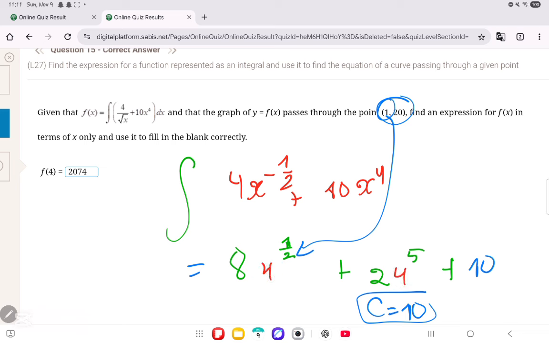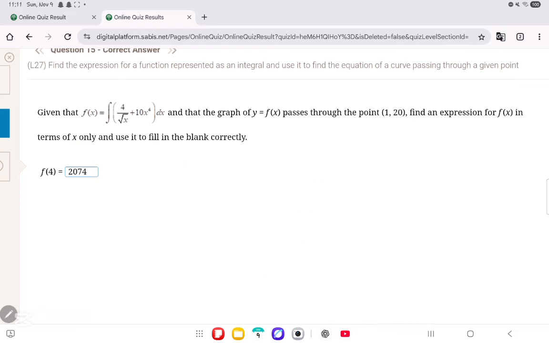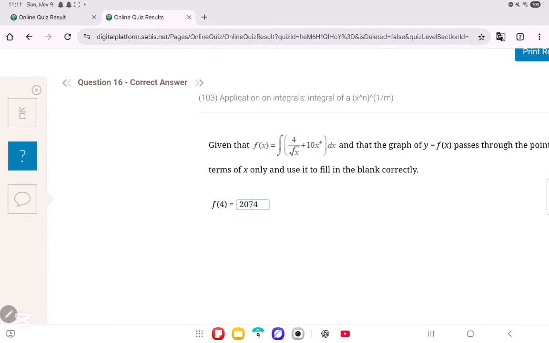Okay, so it's going to be 8 times 4 to the power of half plus 2 times 4. This is not 24, this is times. 2 times 4 to the power of 5 plus 10, and I will get my answer to be 2074. We move on to question number 16.